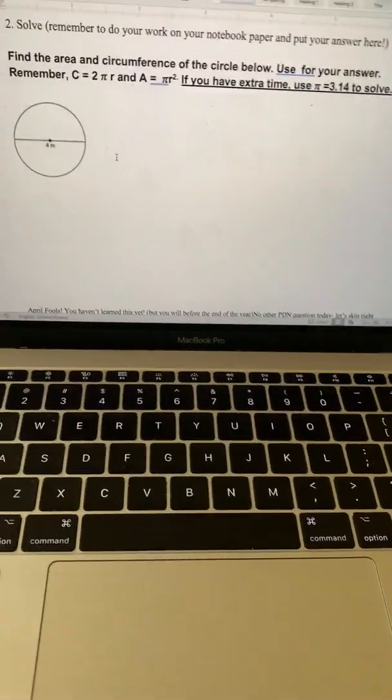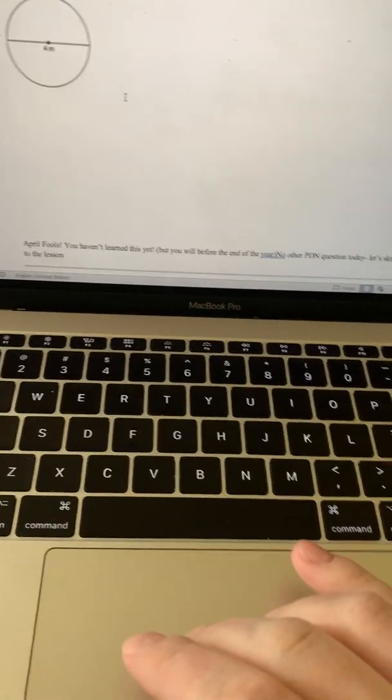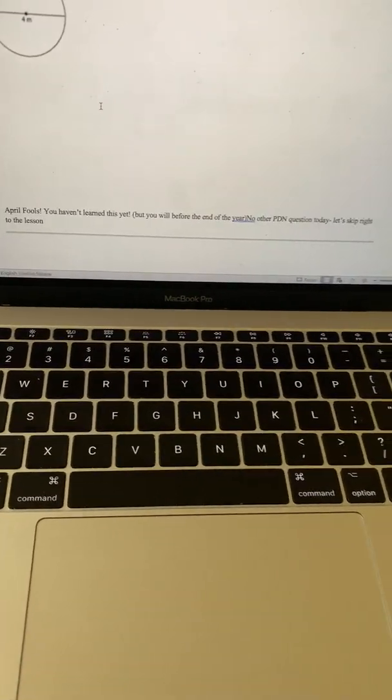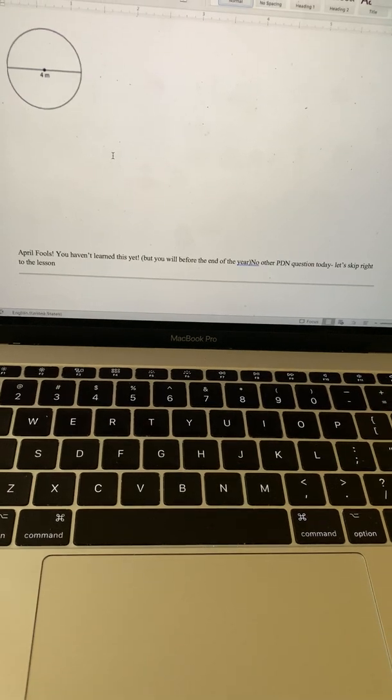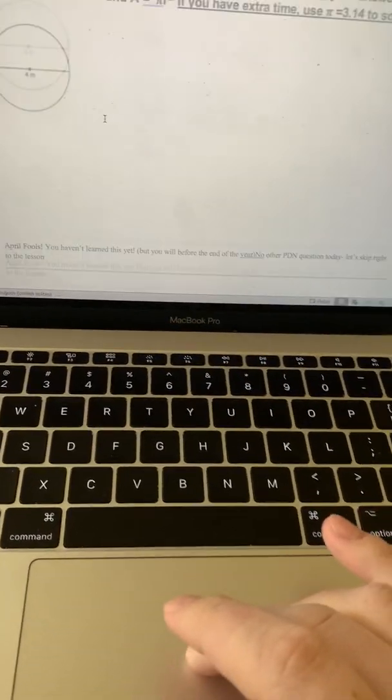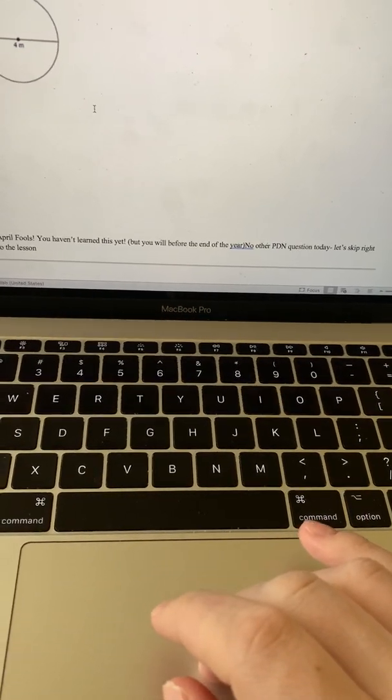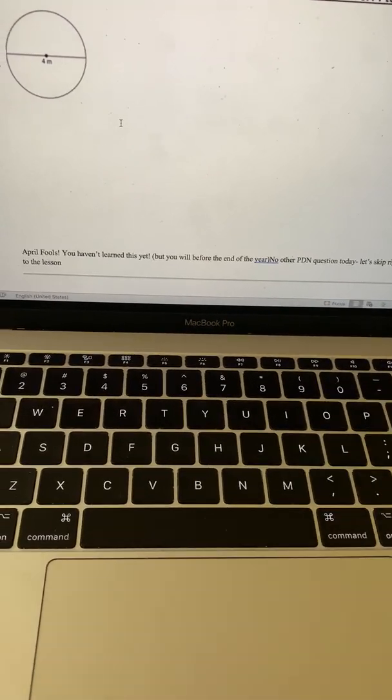You don't know how to solve that question because that is actually 7th grade work. We are going to get to it at the end of the year, but it is not something we've learned how to do yet, although I promise you, you will know how to do it by the end of the year. You actually don't have a second PDN question for today.